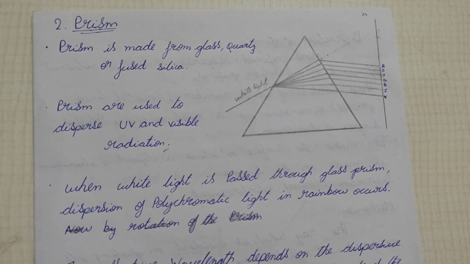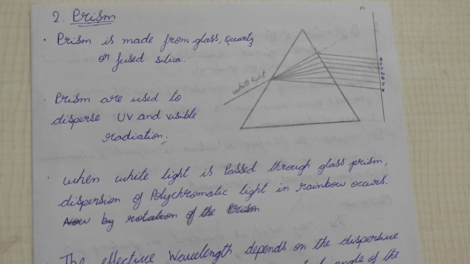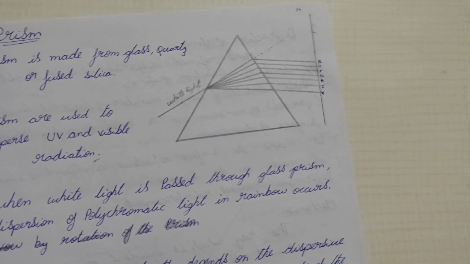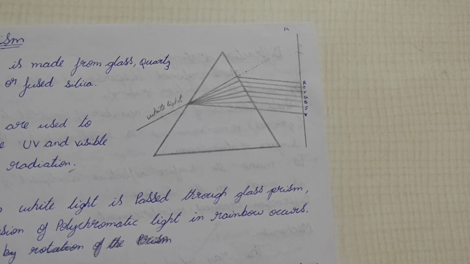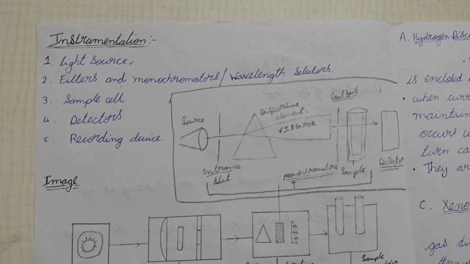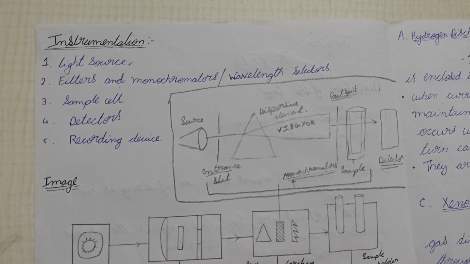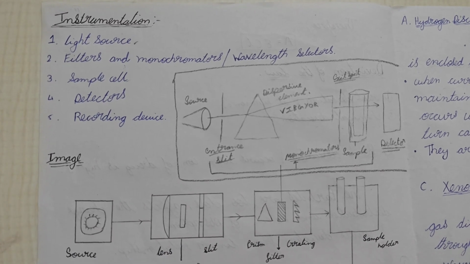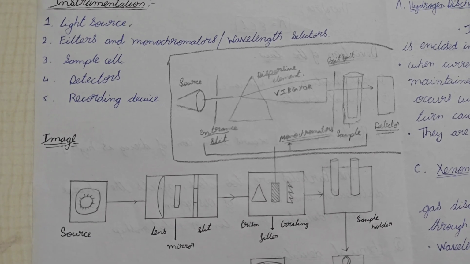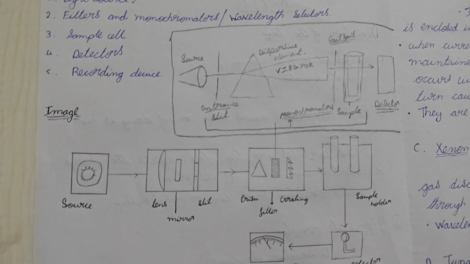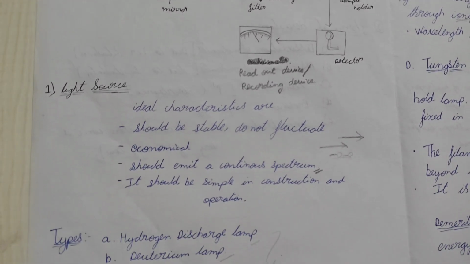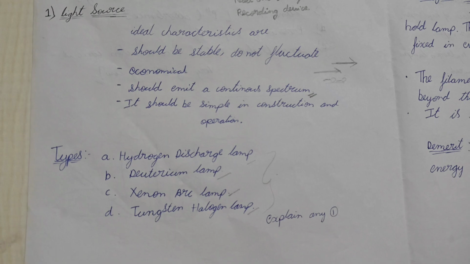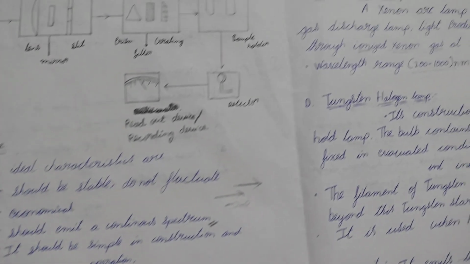For this topic, please adjust, and wait, I'll show the notes for you. You can refer at the last of my video. Today we'll just recall the full lecture. Today we have studied the instrumentation. What are the instrumentation? Light source, filters, monochromator, sample cell, detectors, and this is the diagram of it, and ideal properties of the light source and types of light sources.